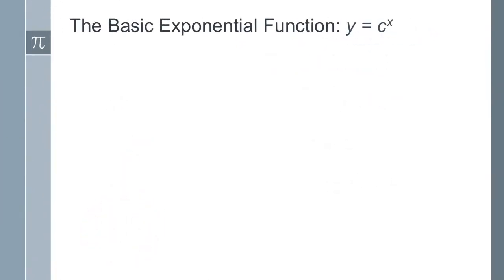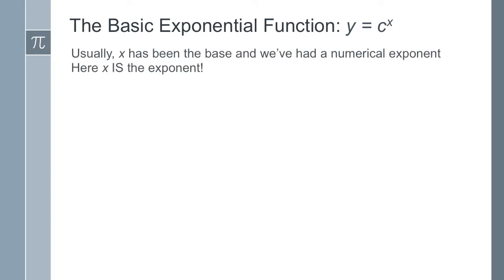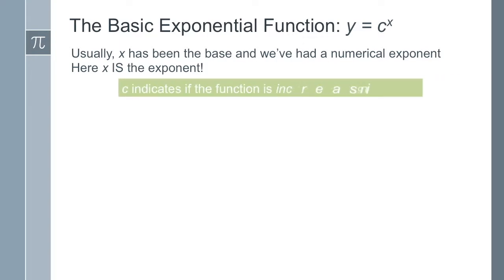So now that you should be comfortable with these two exponent rules, let's start by introducing the exponential function y is equal to c to the x. So you are used to seeing functions where x is the base, x squared, x cubed, and the exponent is a number. But in this case, x, our coordinate x, is the exponent, okay? C actually tells us if the function is increasing or decreasing.